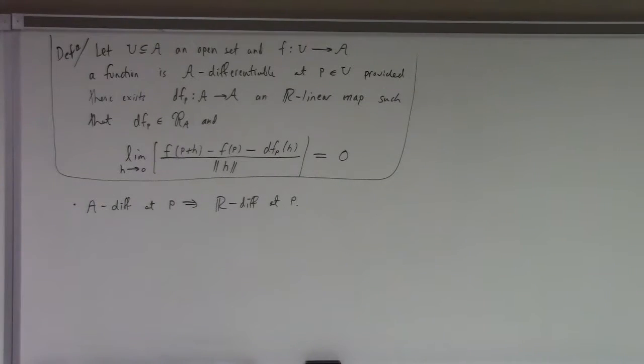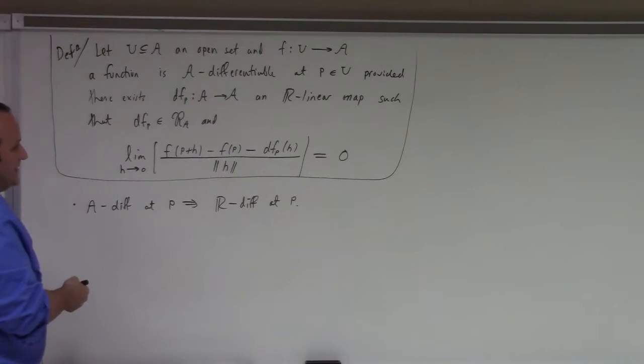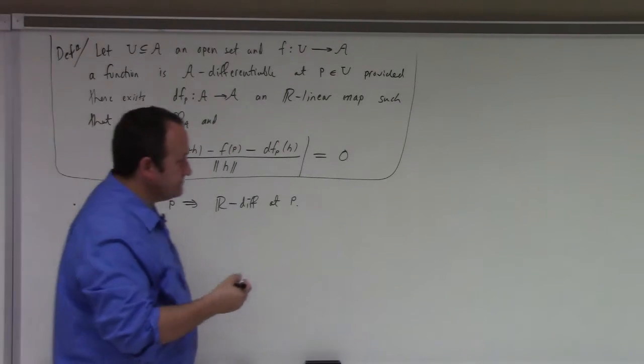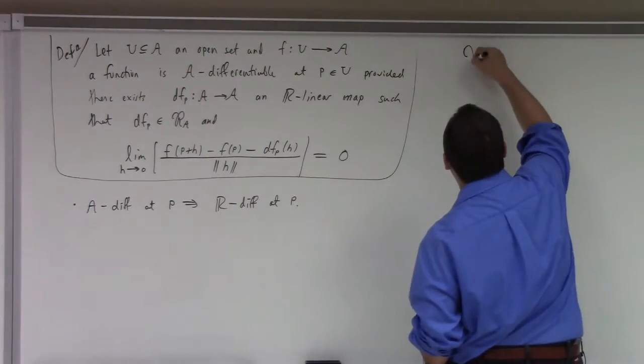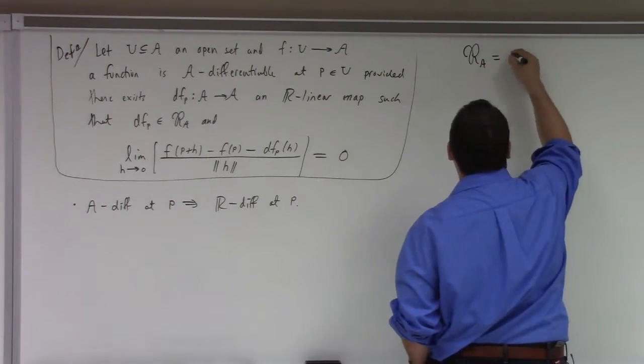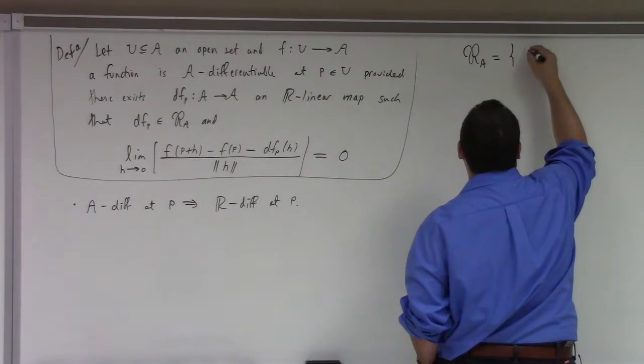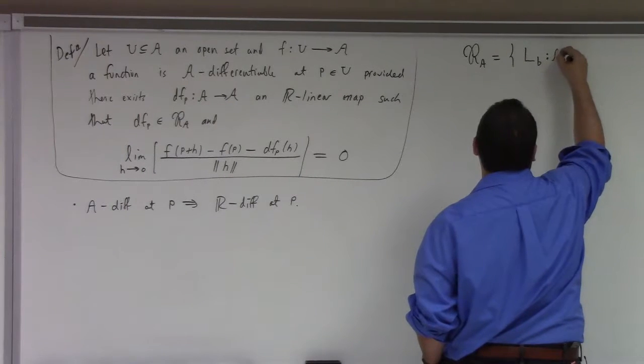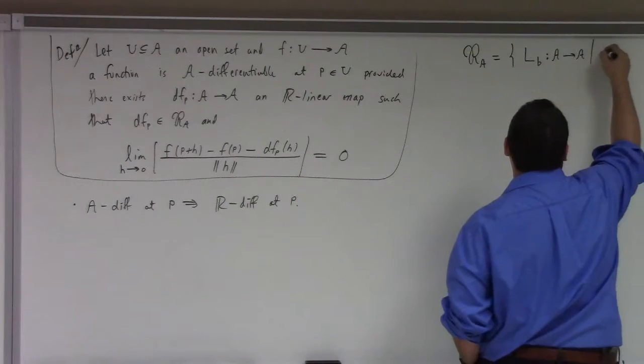So then the question is, okay, great. What about properties of differentiation? Well, before we even get to that, what does this mean about dfp? What is this R_A? You guys may have forgotten by now, but this is the set of left multiplication maps, let's say by b, from A to A, such that b is in A.